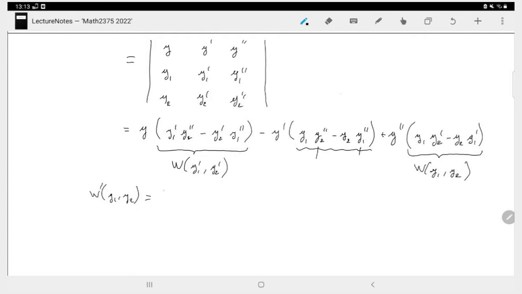So the Wronskian of y1, y2, if we remember what it is, is written here. It's y1 y2 prime minus y2 y1 prime, differentiated. And so if I differentiate this, I get y1 prime y2 prime plus y1 y2 double prime minus y2 prime y1 prime minus y2 y1 double prime.